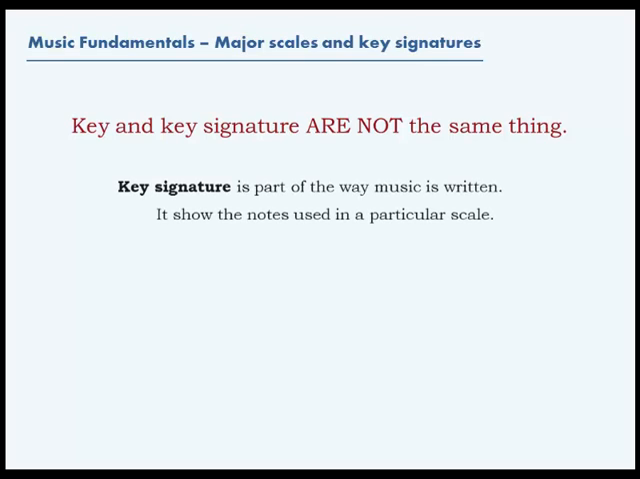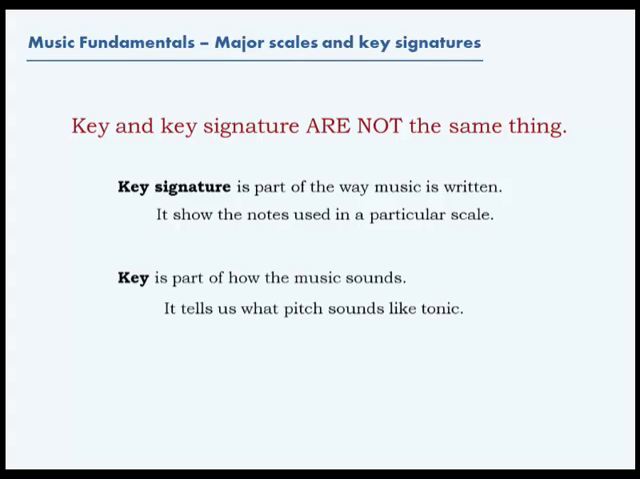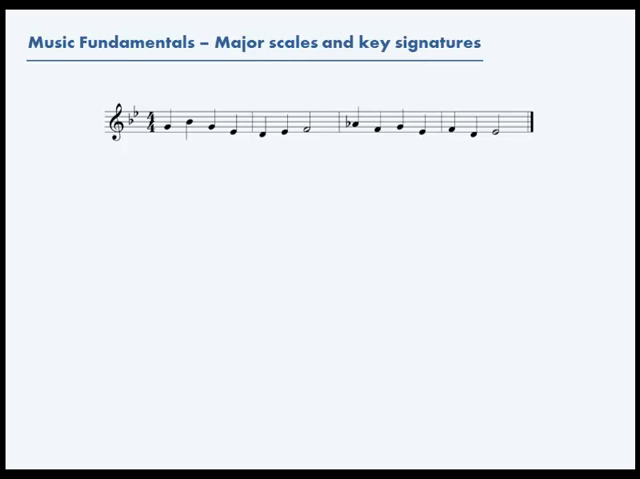Key signatures don't actually tell you what key the music is in. They're a shorthand way to suggest a certain scale is being used, or to show that these pitches would be in a particular key. But key is the way music sounds. Let's consider this example. The key signature is 2 flats and would suggest B flat major.